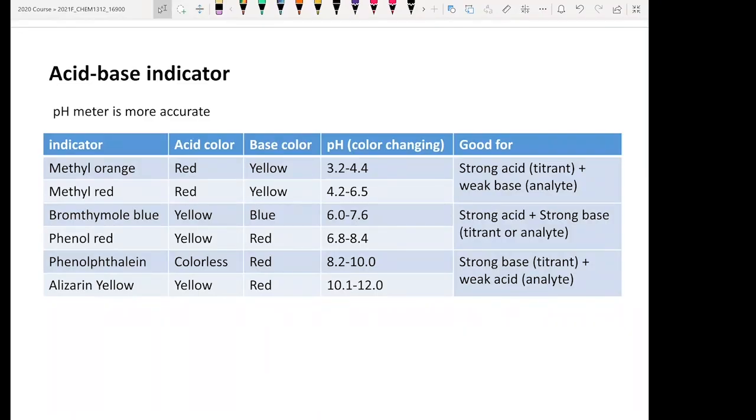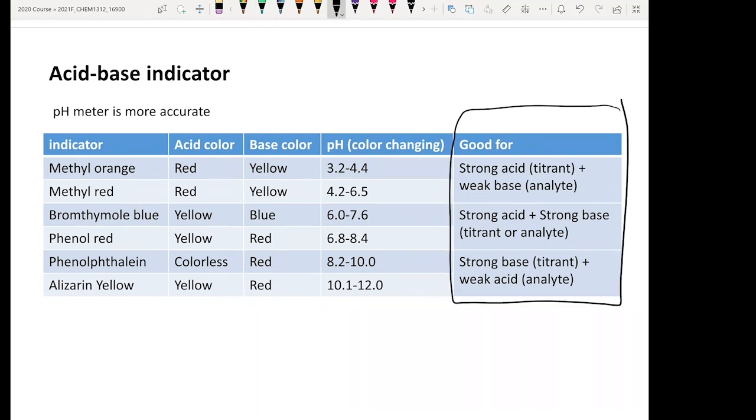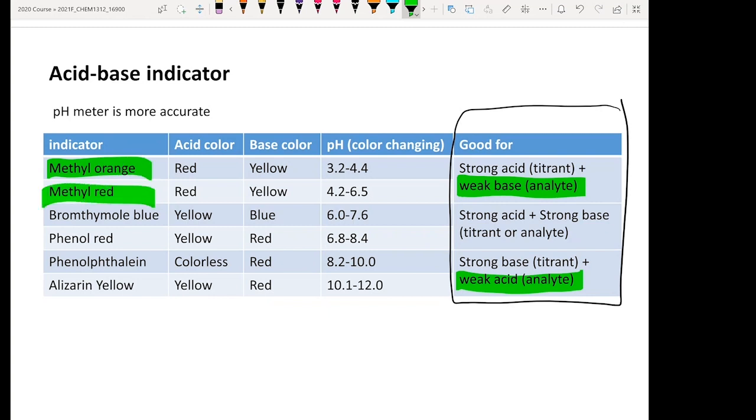Every time you see these questions, it asks you, you are doing the titration, which indicator should you select? I want to focus on this part first. Basically, it's separated into 3 different groups. And the separation is based on the analyte you have.